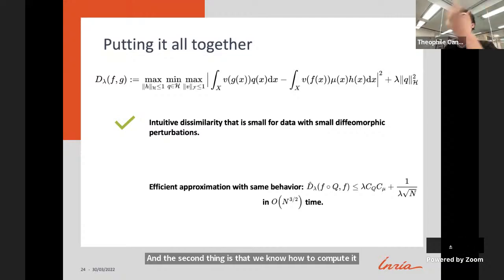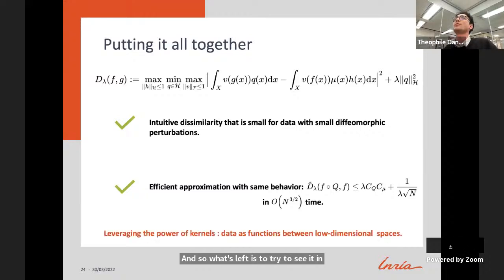And this approximation has the same behavior, because if we put together the theorem we had using Sobolev results and the approximation result using Nystrom, back to back, what we get is, with high probability, this inequality, right? So we have d lambda hat, the approximation that we know how to compute, is smaller than d lambda plus 1 over lambda square root of n, right? And this in n 3/2 time. And so what's left is to try to see it in action. What happens when we try to apply it? As I said, this is really leveraging the power of kernels, which is seeing data as functions.